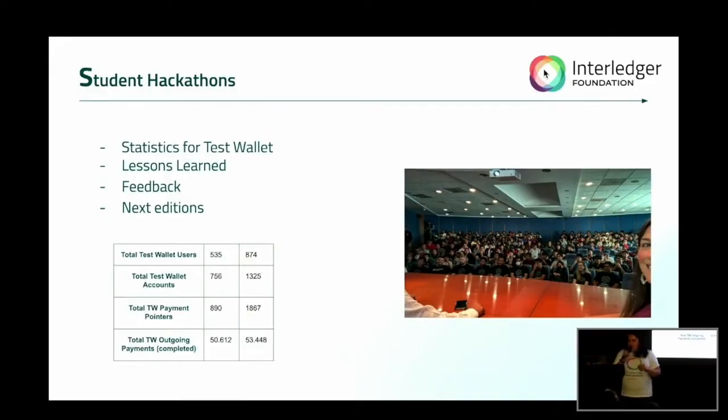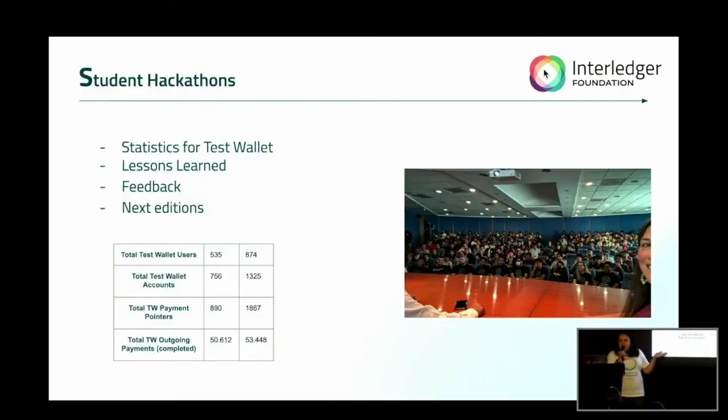Yes, so they had to use Open Payments, so they had to use Test Wallet as well to have an account. So we had some new accounts, 535 new users, sorry, then wallet accounts, 756. Oh no, sorry, this is the before and after. So we had, before the hackathon, 535 Test Wallet users, and after the hackathon, we calculated it was 874.